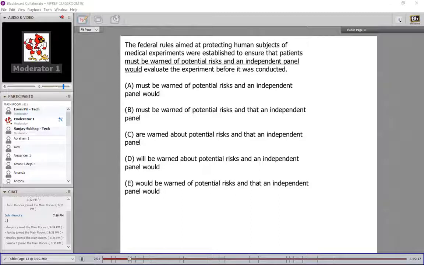Let's talk about that. What are the things here that are supposed to match each other? If you want to tell me in the chat box. What are the ideas? What we don't want to do here is start tossing around grammar terms like clauses and stuff. Patients have to be warned about stuff, and a panel has to evaluate the experiment.